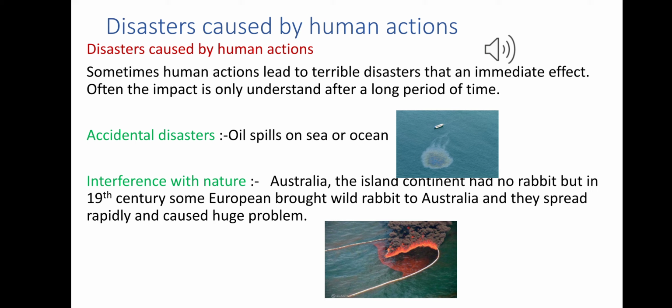As an example, I can say Australia, the island continent, had no rabbits. In the 19th century, some Europeans brought wild rabbits to Australia. They spread rapidly across the continent because they could eat the vegetation growing there. And this is what happened then: a large amount of the local plants were destroyed and became extinct.